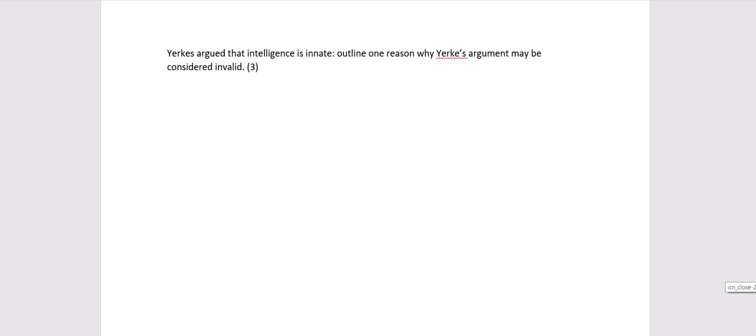Okay, so the next question is going to be this one. Yerkes argued that intelligence is innate. Outline one reason why Yerkes' argument may be considered invalid. Okay, so there's a number of things that you can put here. Firstly, you could put that Yerkes may be biased by his own ideas. Obviously he had the idea going into this piece of research that intelligence is inherited and therefore genetically passed on, and therefore you could say he was led by his own ideas initially and has shown some researcher bias. So that could be one thing that you could focus on.